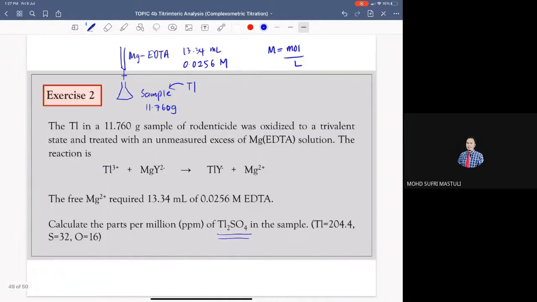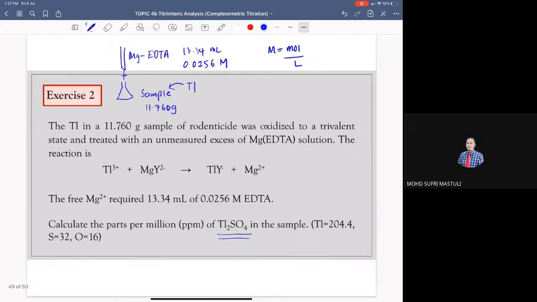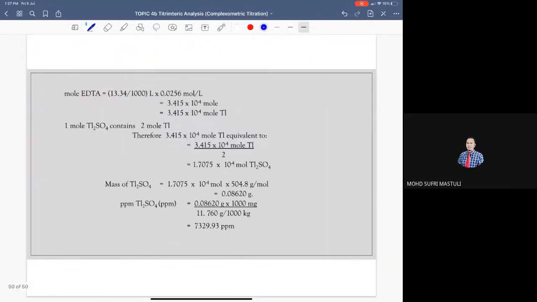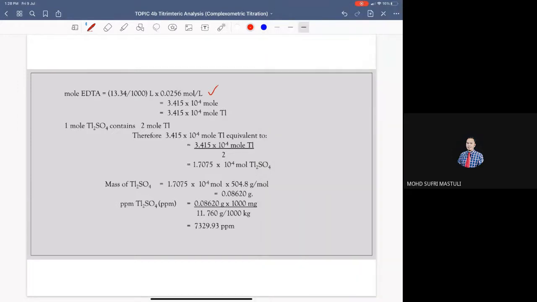So the 13.34 ml has to be divided by 1000 to get liter, times 0.0256 mole per liter. So 13.34 divided by 1000 times 0.0256, you can obtain the mole of EDTA, same as the mole of Tl, 3.41 times 10 to the power minus 4.